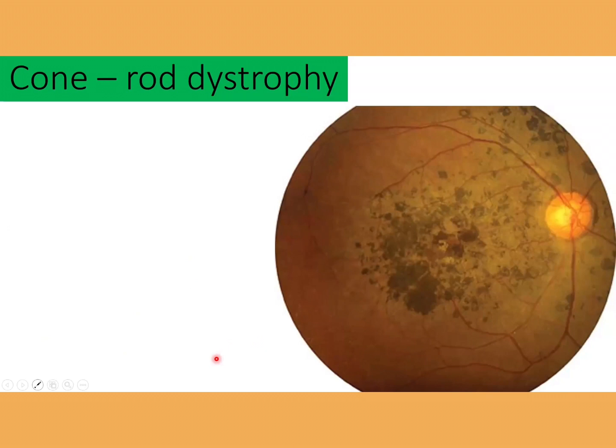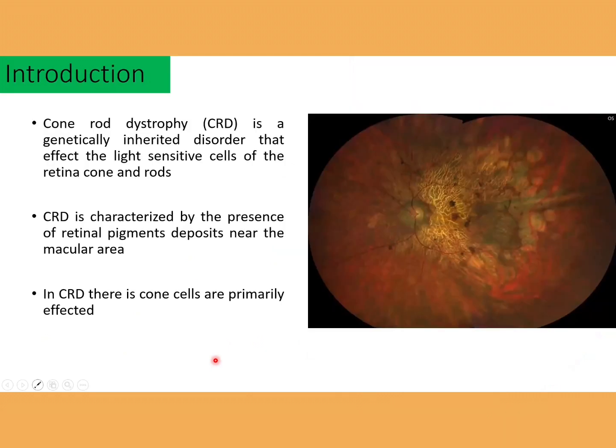So today in this video, I will discuss with you all about a very important topic that you all should know. I'm talking about cone rod dystrophy. So let's start. Cone rod dystrophy is a genetically inherited disorder that affects the light-sensitive cells of the retina, or the photoreceptors of the retina. I'm talking about rod cells and cone cells. In cone rod dystrophy, or in short CRD, mostly the cone cells are affected more than rods. This CRD is characterized by the presence of retinal pigment deposits near the macular area.